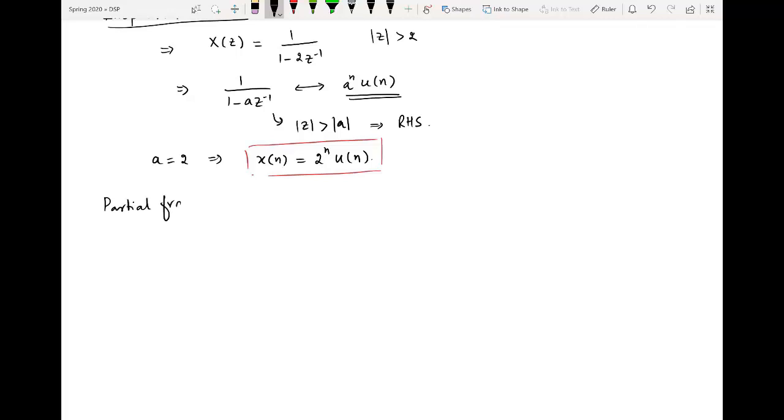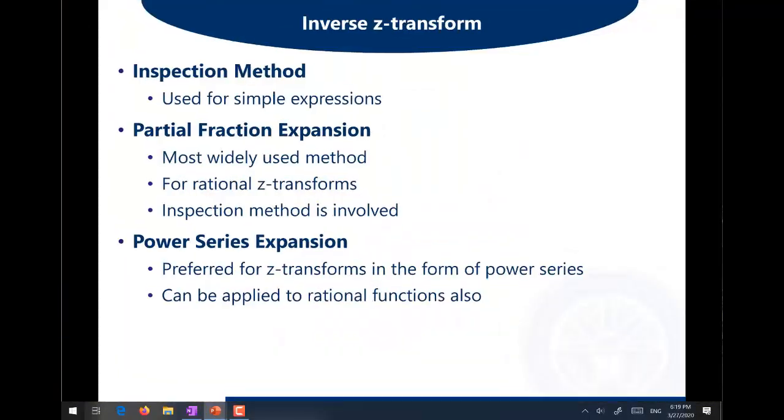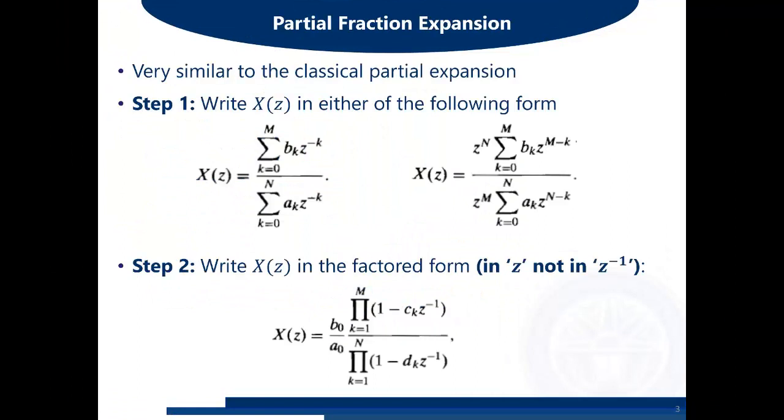So the second method is partial fractions. This is the most widely used method to take inverse Z transform, because this method can be used when the Z transform is given in the form of a proper rational function, that is in the form of a numerator and a denominator. So how to proceed with this method? First of all, let us see the general formulation and the general steps that we need to follow.